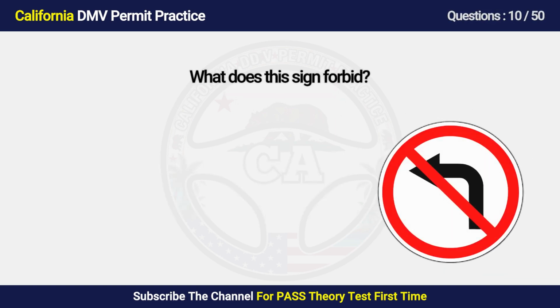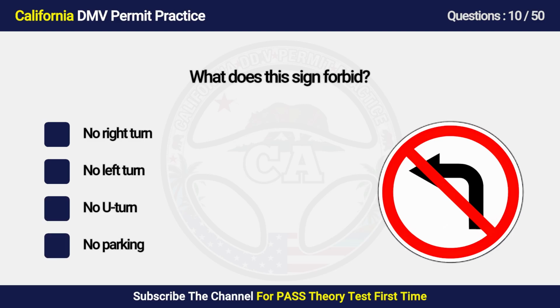Question 10. What does this sign forbid? A. No right turn. B. No left turn. C. No U-turn. D. No parking.